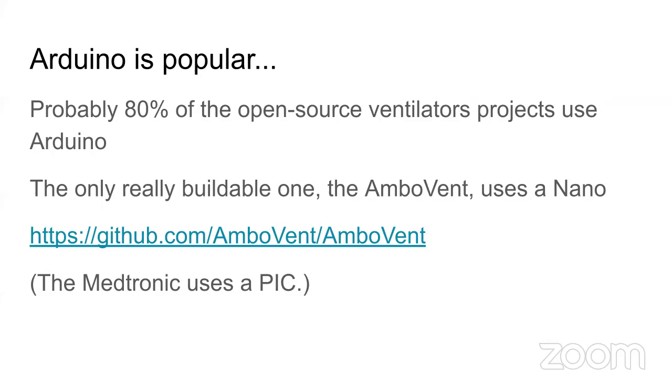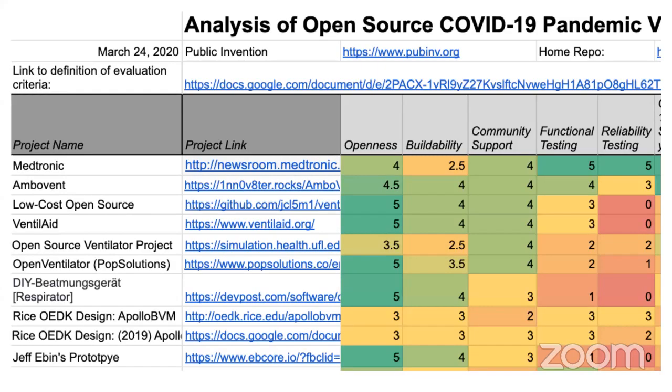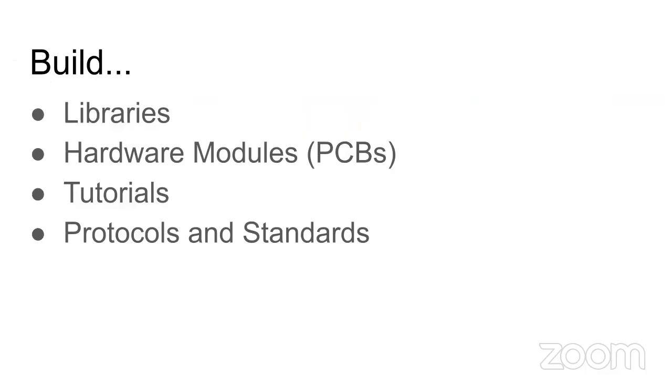The Arduino is popular. Probably 80% of the open source ventilator projects use Arduino. The only really buildable one that I'm aware of right now, the AmboVent, uses a Nano. Yesterday, Medtronix open sourced a lot of their stuff. It uses a PIC. I've been keeping track, as best I can, of all of the efforts. I have a spreadsheet here with a lot of different efforts. Most of the ones which use a microcontroller at all, not all of them do, use an Arduino.